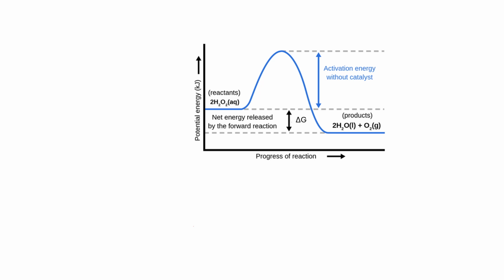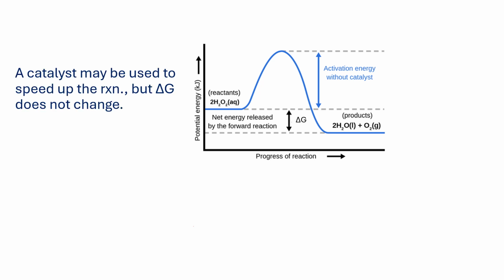So if we wanted to speed this thing up, we could do that by adding a catalyst. If we add some manganese or manganese dioxide catalyst to this, it's going to give it a different pathway to take with a lower activation energy. And so this is going to result in the reaction speeding up. But it's still going to have the same delta G, because that delta G, remember, is just looking at the difference between the reactants and the products, and that part hasn't changed. We're just making the reaction happen faster.